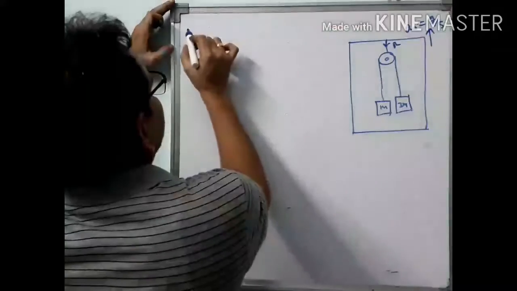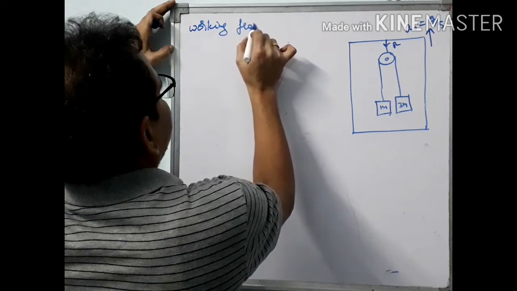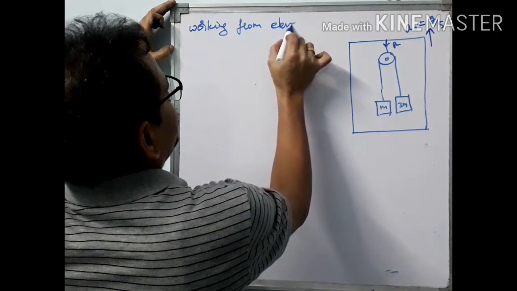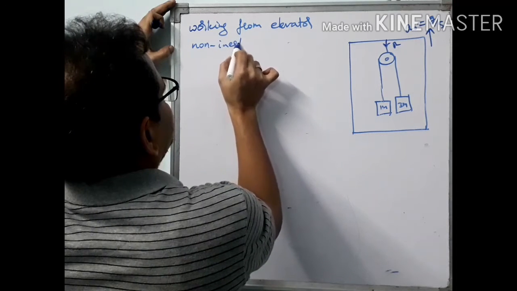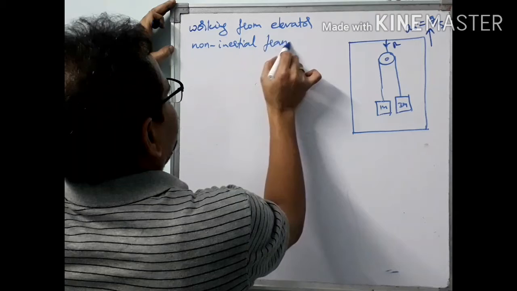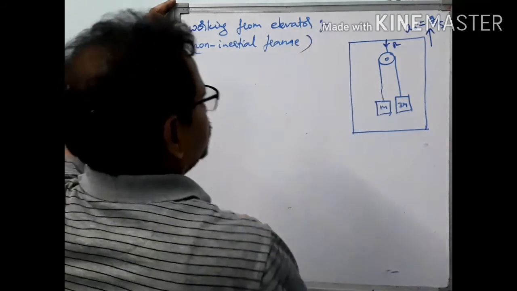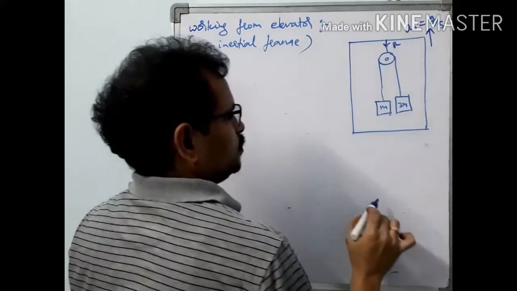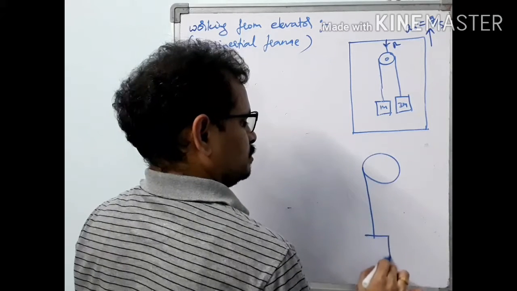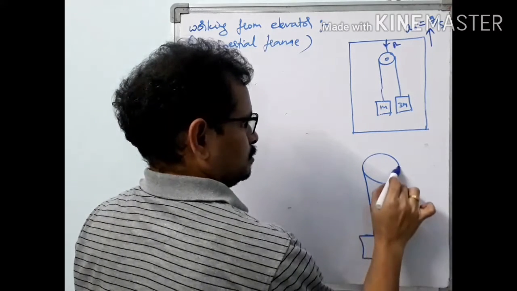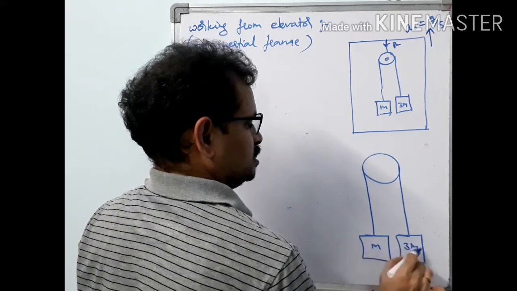It is very simple. Working from the elevator, that is, non-inertial frame. So in this case we have to draw extra forces here. Let me draw this diagram once again. This is mass m, this is mass 3m.